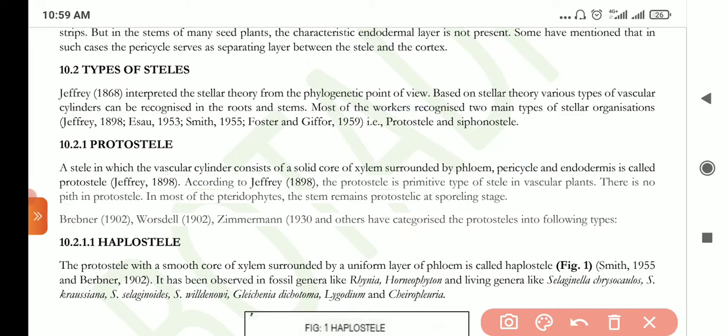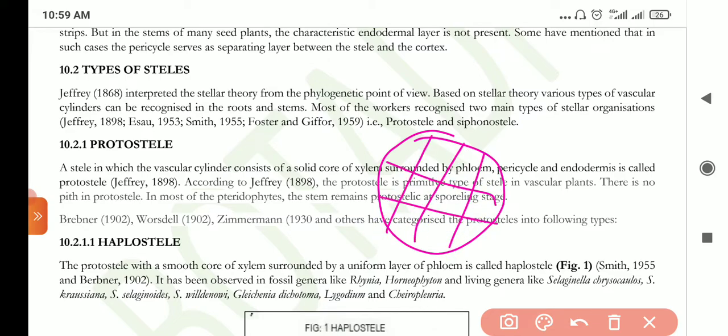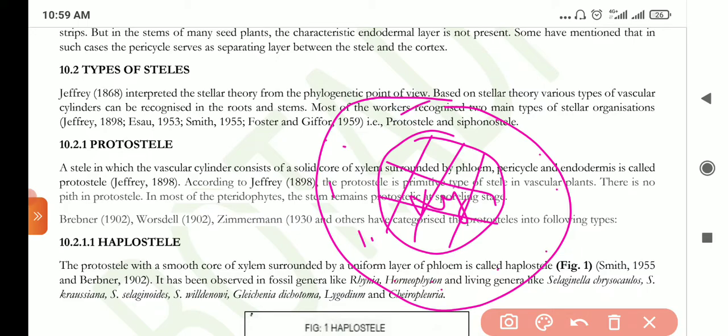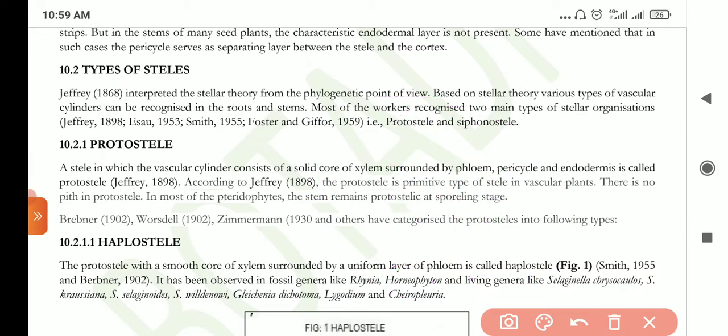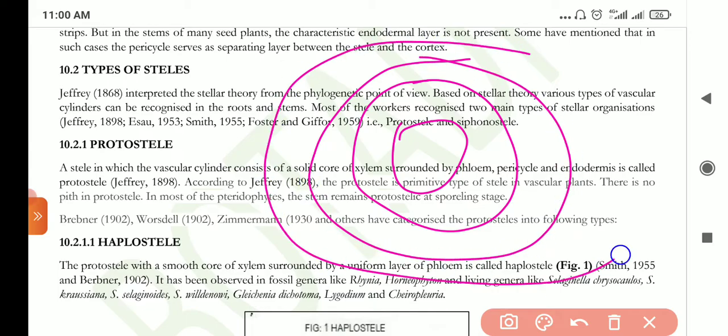Okay, then a stele where simply this is a xylem core. All these cells are xylem. Okay, the xylem core, this solid xylem pipe, is surrounded by phloem cells. This is what we are calling the protostele. Very easy. So see, they have written here also, solid core of xylem surrounded by phloem, then pericycle, then endodermis is known as protostele. So very easy. Xylem, then surrounded by phloem, then surrounded by pericycle, then surrounded by endodermis. So this is simply your protostele.